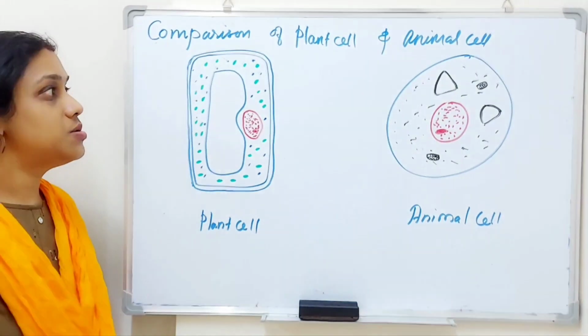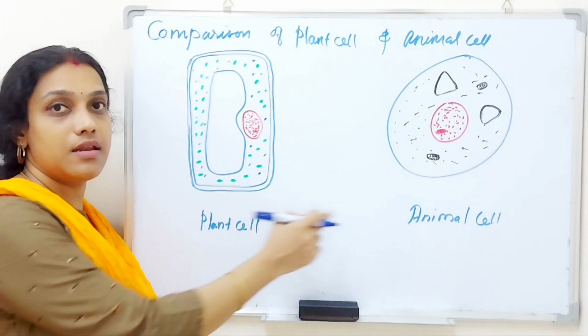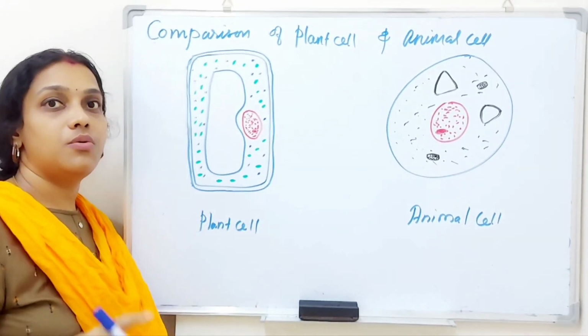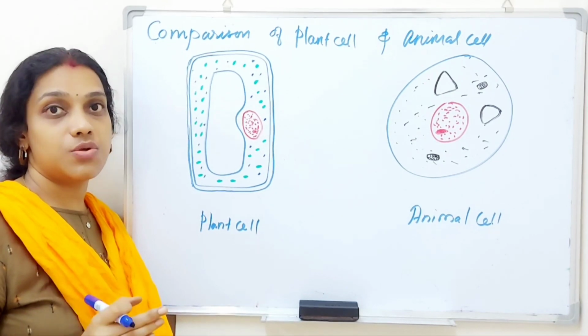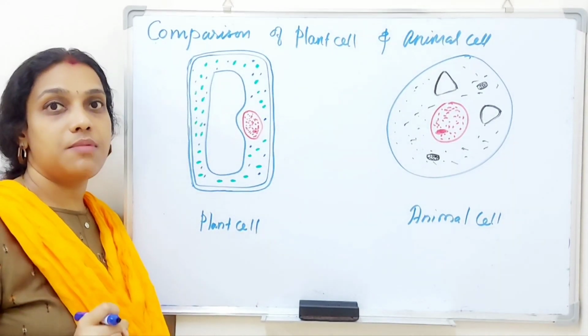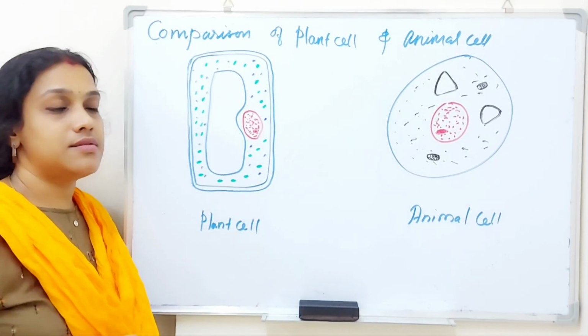Let us see. So these are the two structures, two diagrams. One is plant cell and another is animal cell. Now, which are the basic components of a cell? What are the basic structures of a cell? We know they are the cell membrane, cytoplasm and nucleus. Let us start with the plant cells.